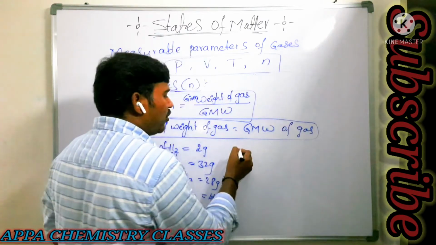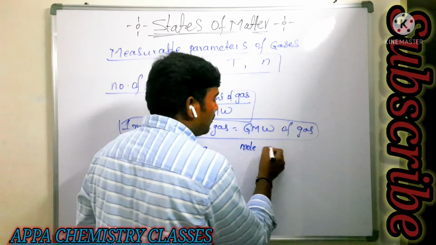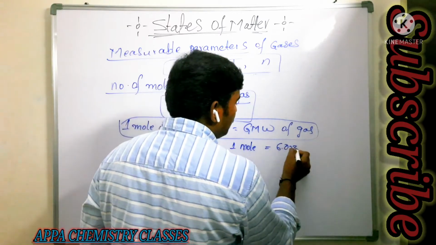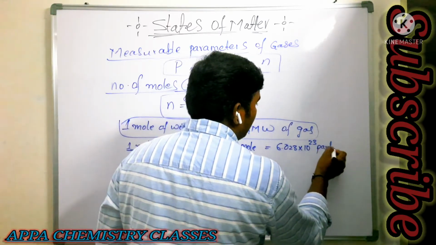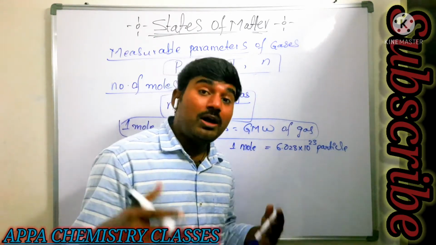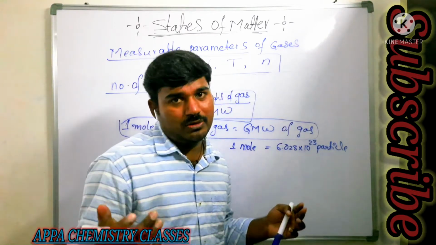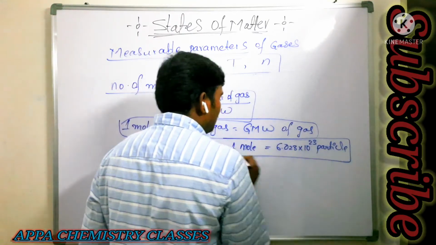Here also, mole is the term used for a group of how many particles, you know? 1 mole indicates 6.023 into 10 power 23 particles. Those particles may be atoms or molecules or ions or electrons or protons or neutrons, whatever it may be. So that is what 1 mole indicates, these many particles.